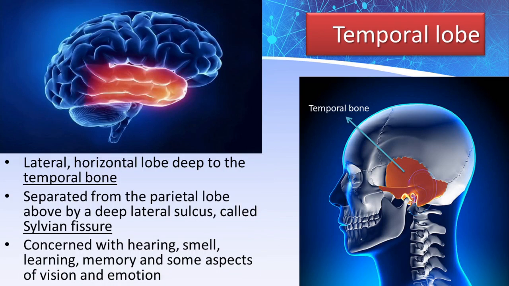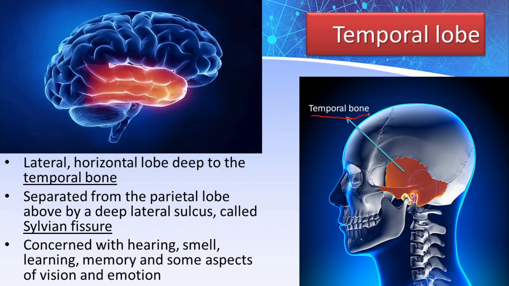Then the fourth cerebral lobe is the temporal lobe. It is located on the lateral sides of the cerebral hemispheres, it is horizontal in position, and it is located beneath the temporal bone. The skull bone which is present on the lateral sides is the temporal bone, and the temporal lobe is located beneath this temporal bone.